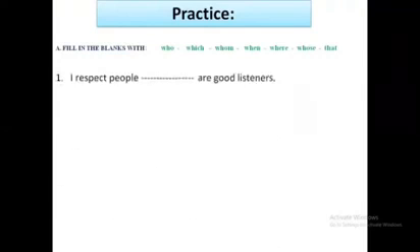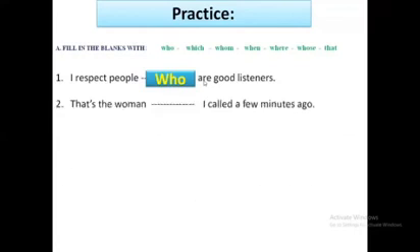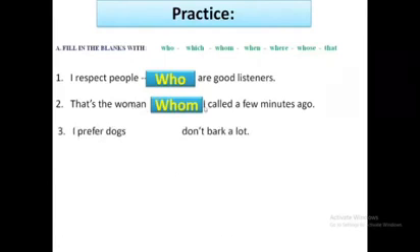Okay. So let's now move to some practice. Try to fill in the gap with the word you can say. I respect people who are good listeners. Very good. We say who because it refers to people and is followed by a verb. The other example, that's the woman whom I called a few minutes ago. Very good. It refers to a person and is followed by a subject. It's an object pronoun, a relative object pronoun.